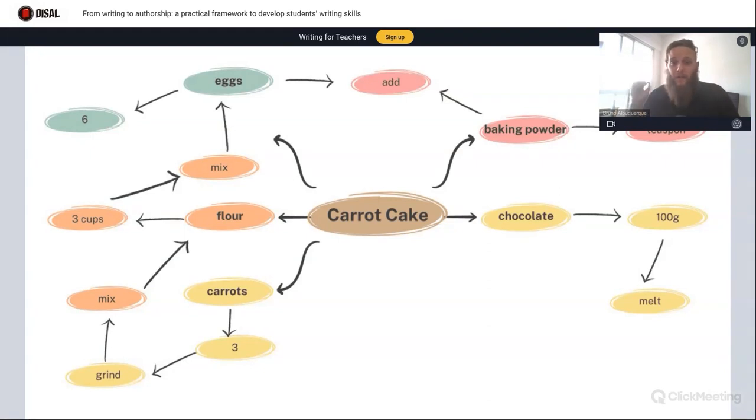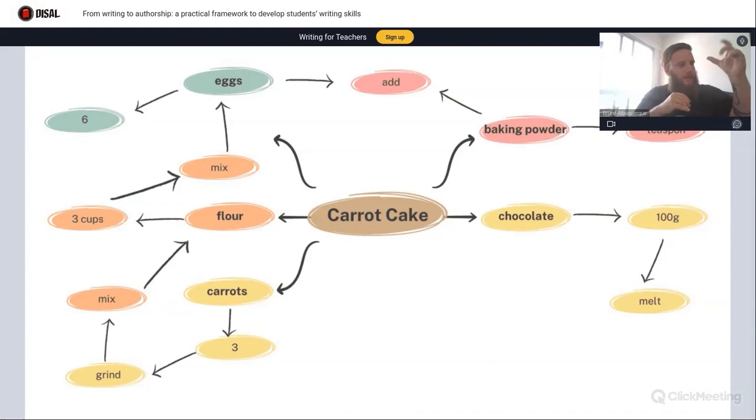recipes, because even though it's a writing class, I still wanted students to speak during the lesson so as not to be dull, right? After they produced the mind map, it was time to write the first draft, right? So they had the ideas together here. They had a plan for the text because you have everything here. You have the food, you have the ingredients, the quantities, the action verbs.